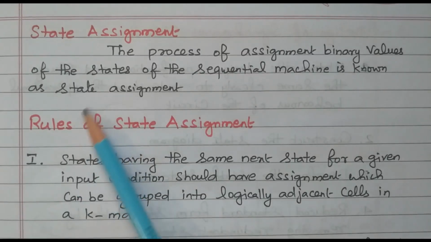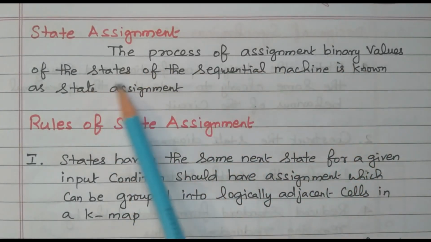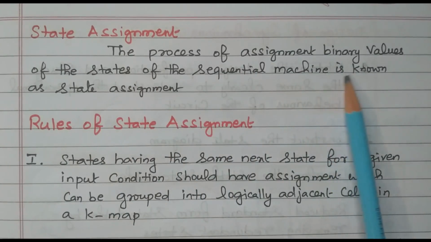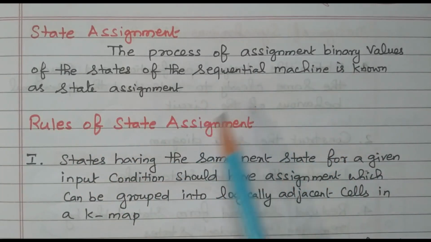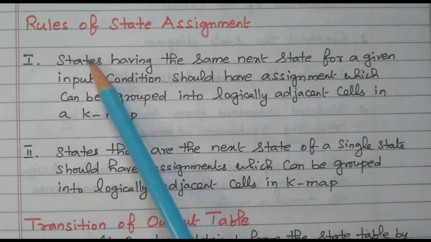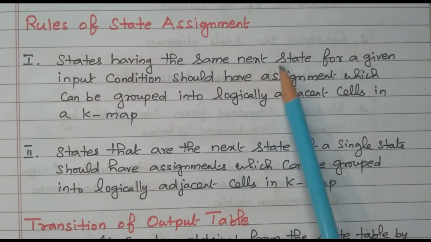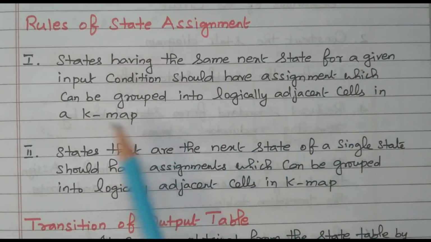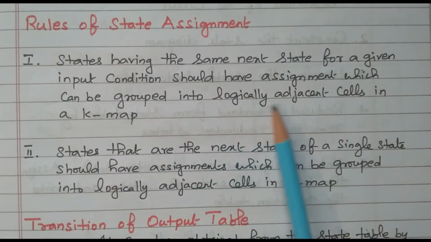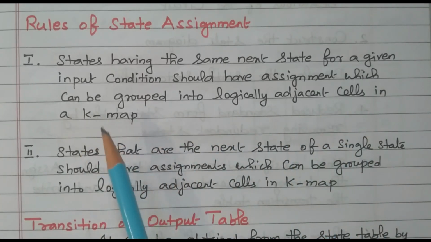State assignment. The process of assigning binary values to the states of the sequential machine is known as state assignment. We need it for a sequential machine. Then the rules for state assignment. First one is, states having the same next state for a given input condition should have assignments which can be grouped into logically adjacent cells in the K map, right? That is the first condition.